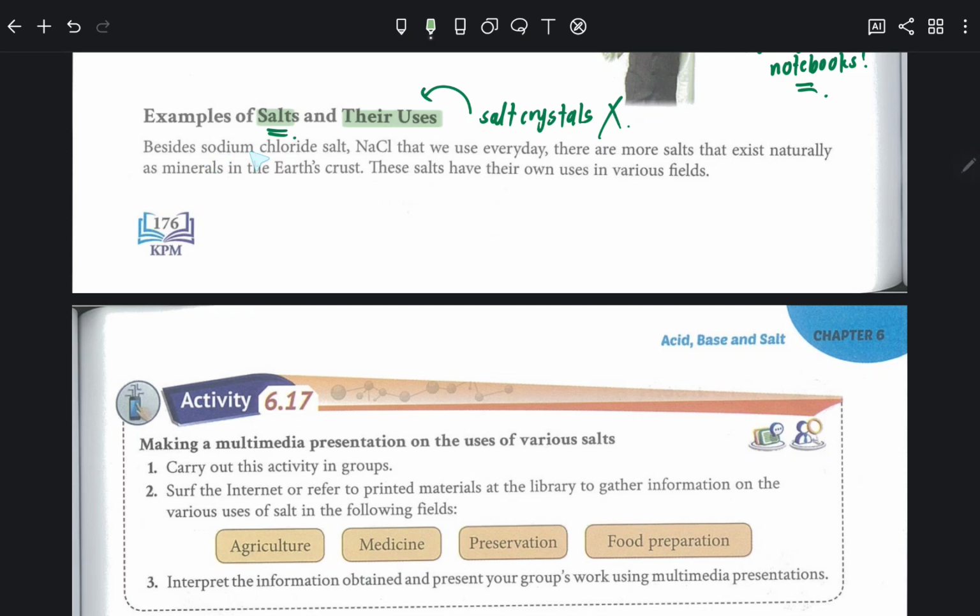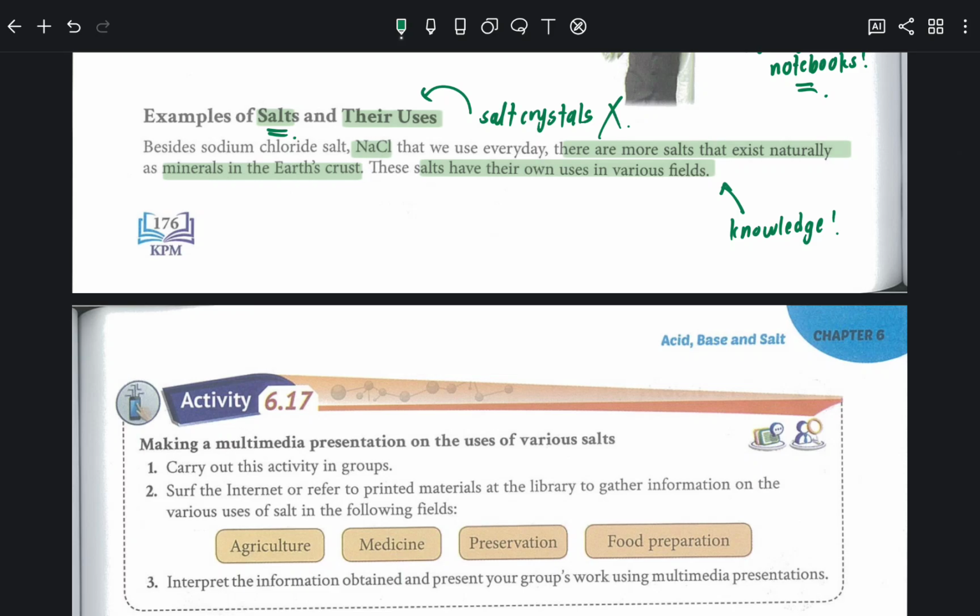Okay, besides sodium chloride salt, NaCl, that we use every day, there are more salts that exist naturally as minerals in the earth's crust. Yeah, there are a lot, but we usually say NaCl lah, which is sodium chloride. Okay, the salts have their own use in various fields. So yang ni just for your prior knowledge sahaja. So baca sahajalah, tak ada apa yang sangat special pun kat sini. Tak pernah tengok ada apa-apa soalan berkaitan item ni lagi.